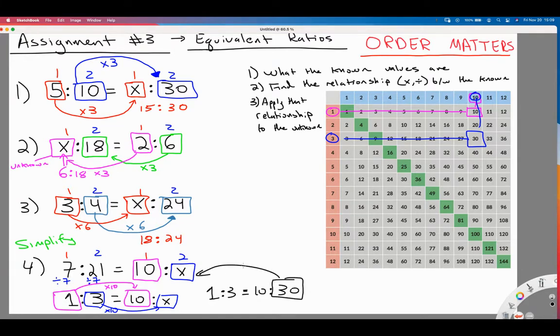Okay. This last one was exactly like number 2 and number 10 on assignment number 3. So on numbers 2 and 10, simplify those first. Simplify the ratio that we know first, and then you'll be able to solve it out.